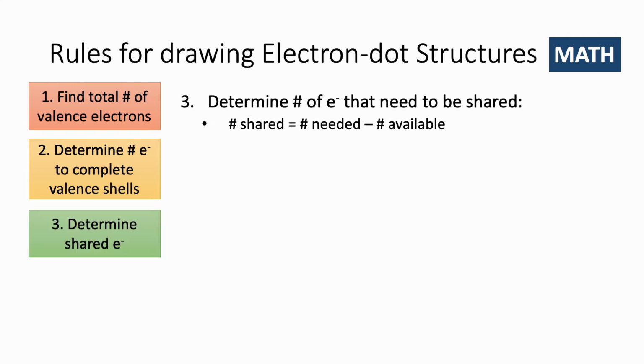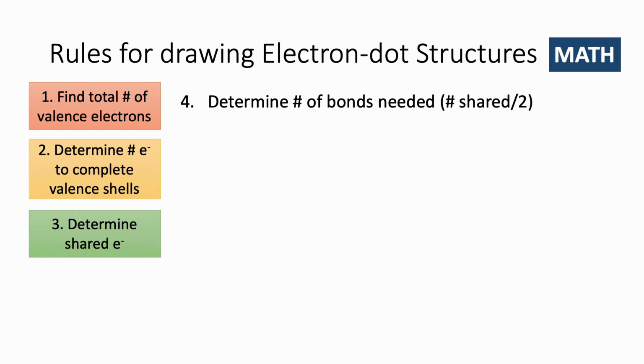The third step is to determine the number of shared electrons. And the number of electrons that are going to be shared is the number you figured out they needed to reach noble gas configurations in step 2, minus the total number of valence electrons available to be used, which you calculated in step 1. That is just a simple subtraction. Again, this math only works if everything follows the octet rule, because if that's not the case, then the number you calculated in step 2 does not work.